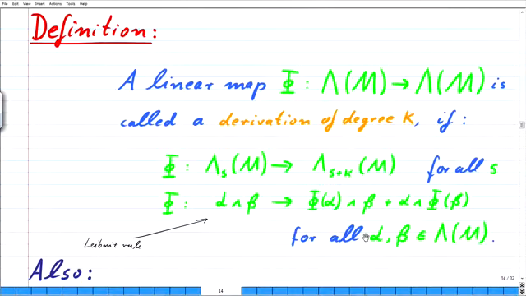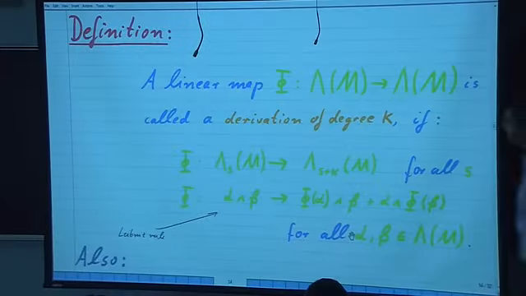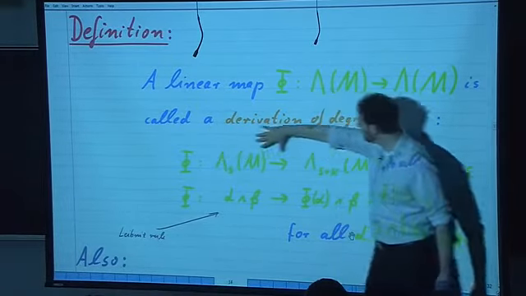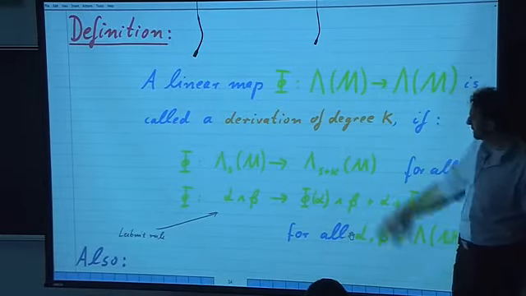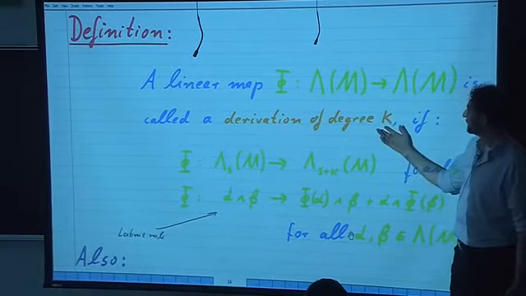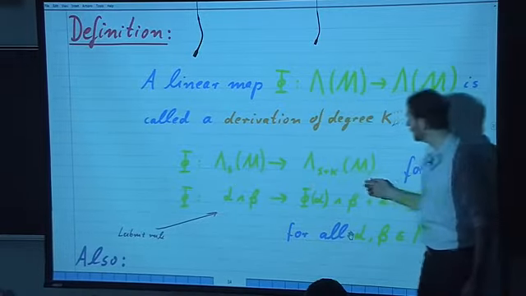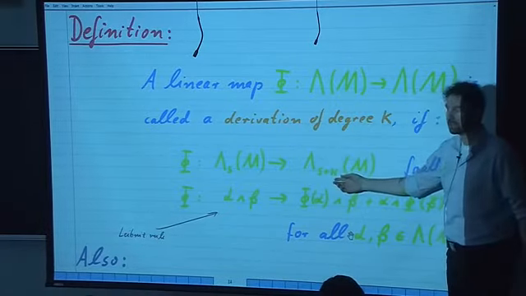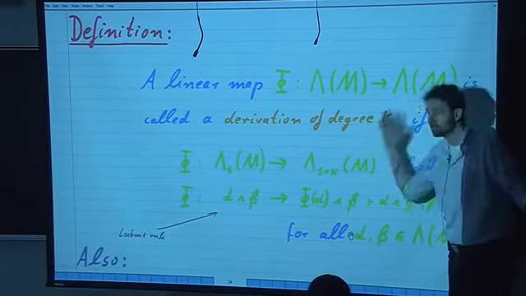So here's a definition. A linear map phi from differential forms into differential forms will be called a derivation of degree k, and you see there can be different derivations because they can have different degrees, if the linear map phi maps differential S forms into differential S plus k forms. So for example, if you had a derivation that maps S forms into S forms, it would be called a derivation of degree 0. But it could also map S forms into S minus 1 forms, in which case it would be a derivation of degree minus 1.